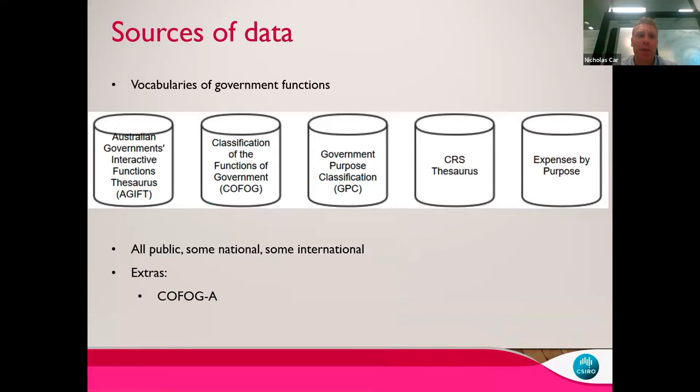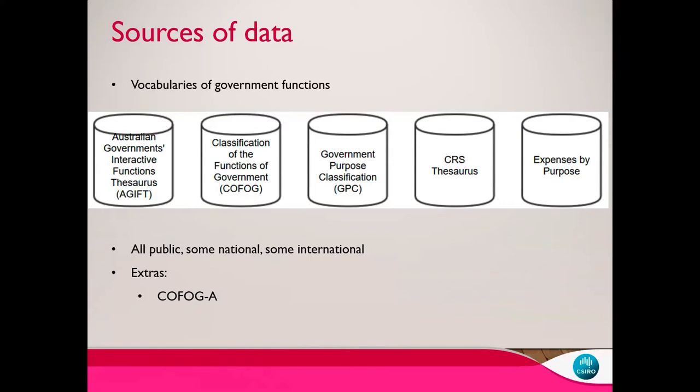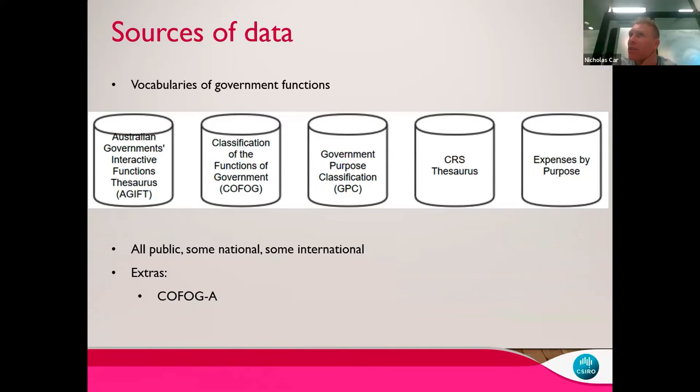Now, the vocabularies of government functions: there's things like the Australian Government Interactive Functions Thesaurus, AGIFT, from the National Archives. There's a couple of international ones, so COFOG is an international government functions classification vocabulary. Some internal ones, like the Bureau of Statistics' government purpose classification. And then the National Archives also have additional systems such as the CRS Thesaurus. And then there are things which are not always thought of as vocabularies or functions, but sort of are for our purposes, such as government expenses listed by purpose. And then there's some derivative ones like COFOG-A, which is an Australian government version of COFOG.